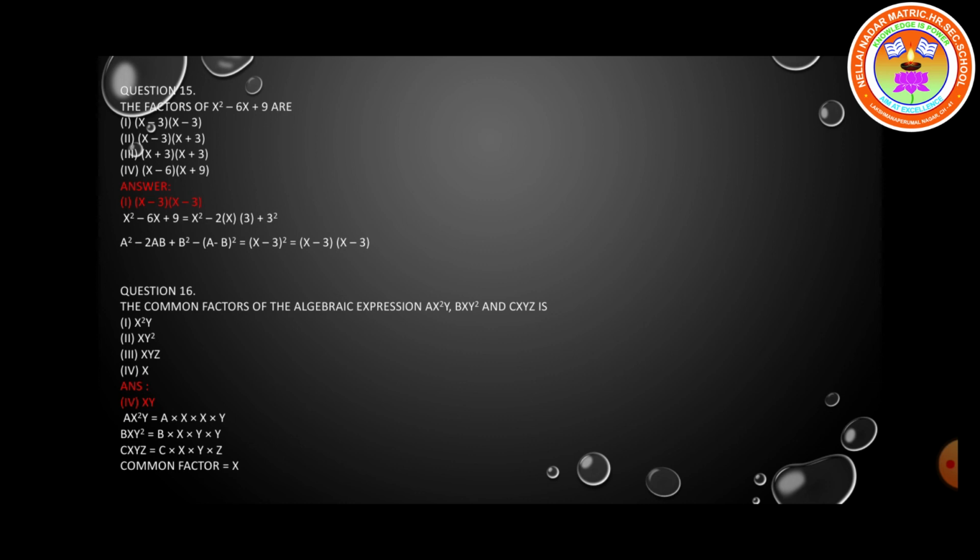Next, question number 16. The common factor of the algebraic expressions a x square y, b xy square and c xyz is, what is the answer? The answer is the fourth option, xy.